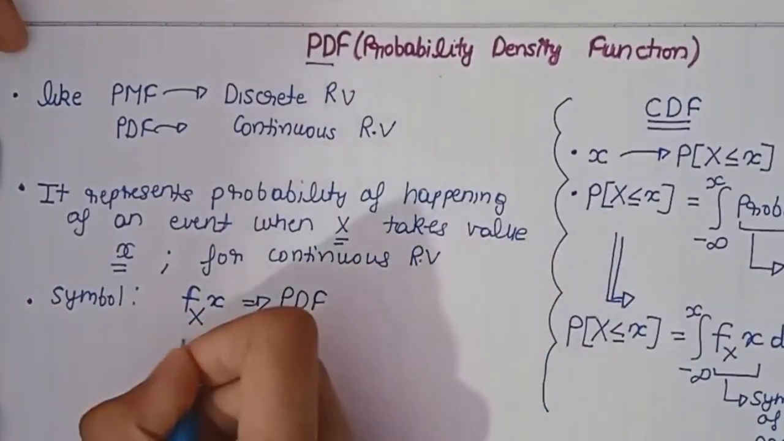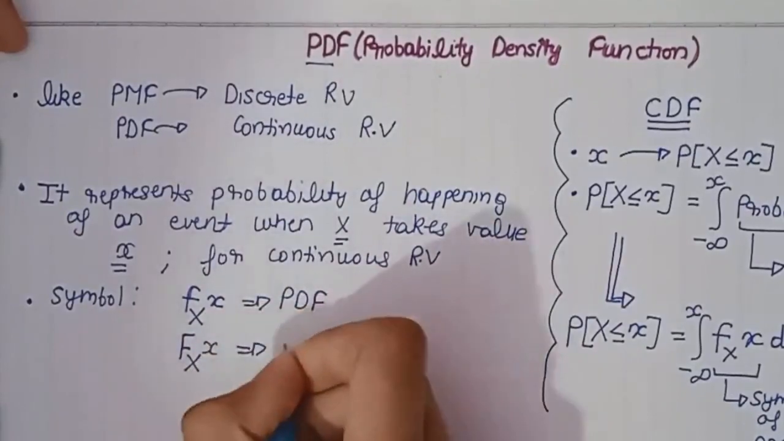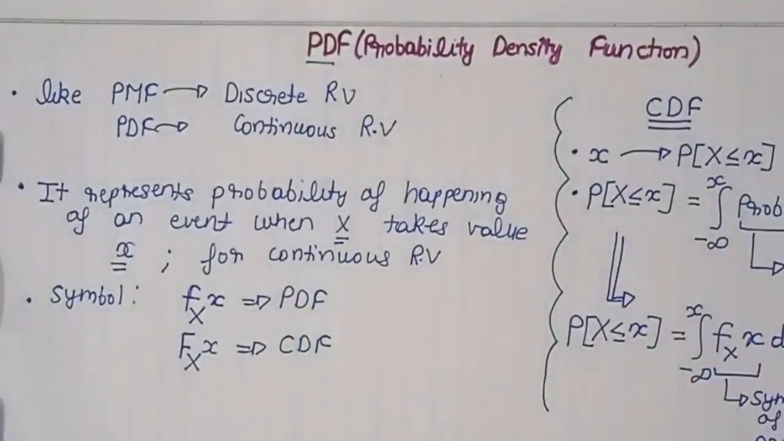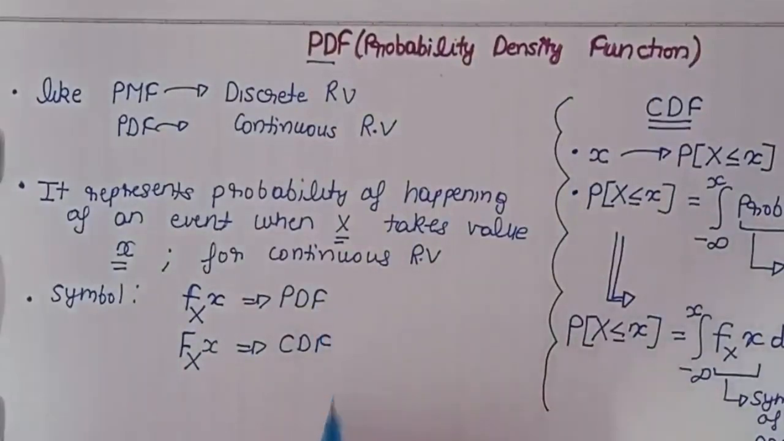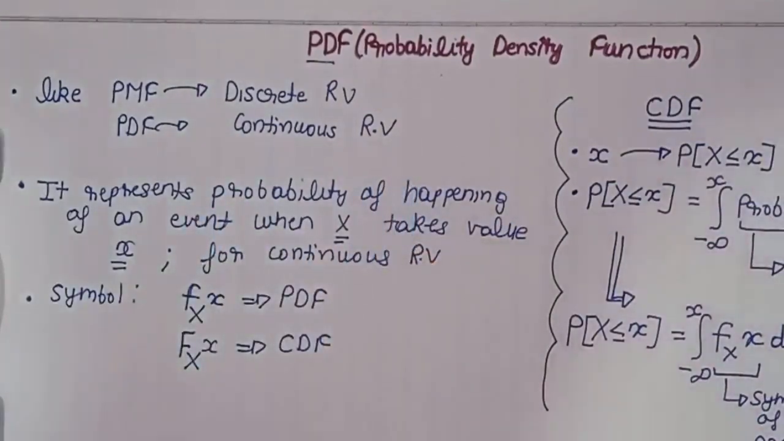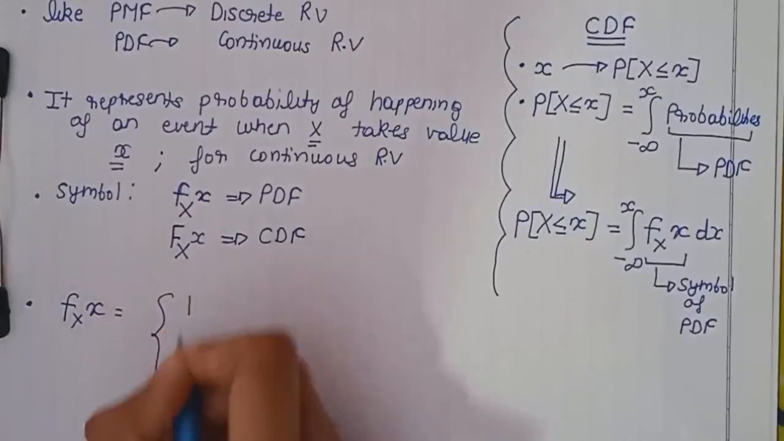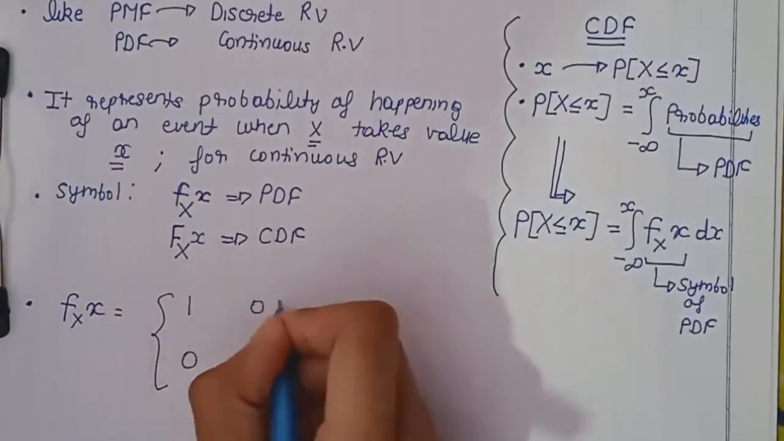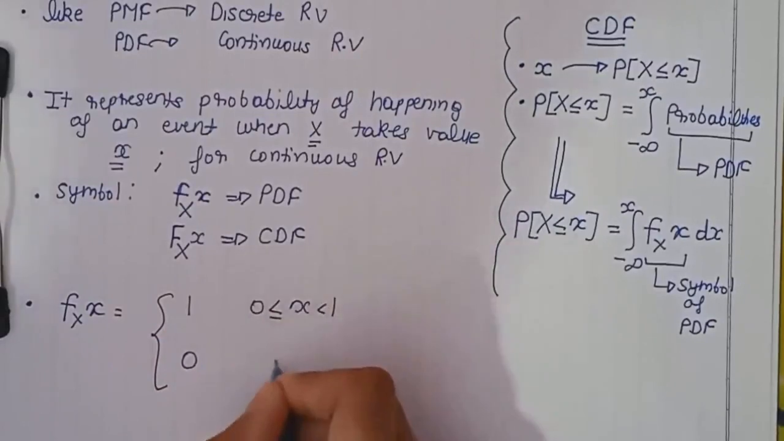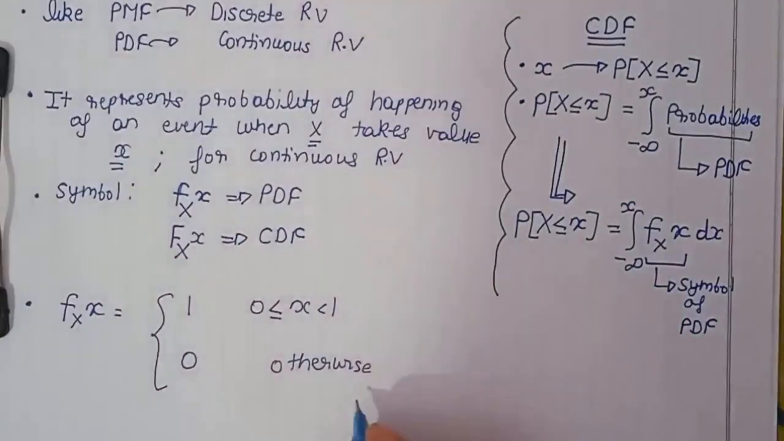And in the previous session of CDF we saw that the capital F was the symbol of CDF. Don't get confused by these symbols. So now let me take an example to explain how the PDF is used for the continuous random variable. Now this is the example of PDF.